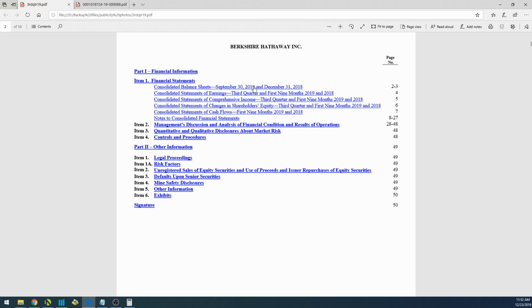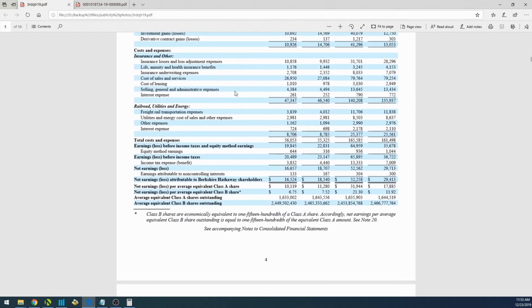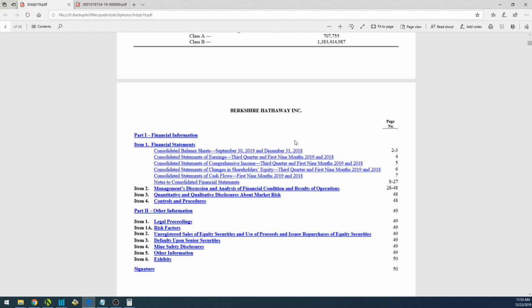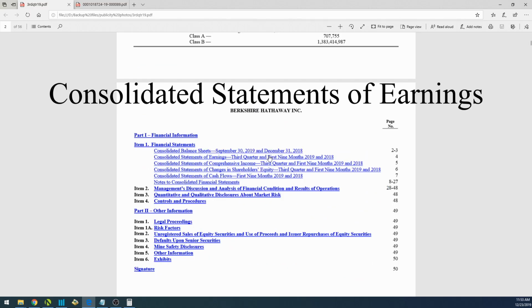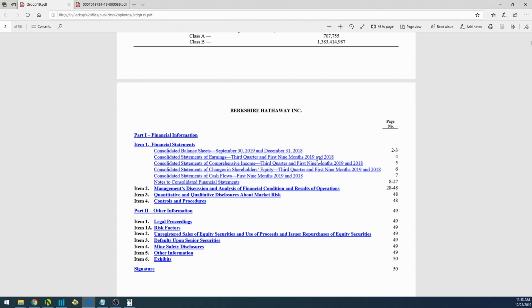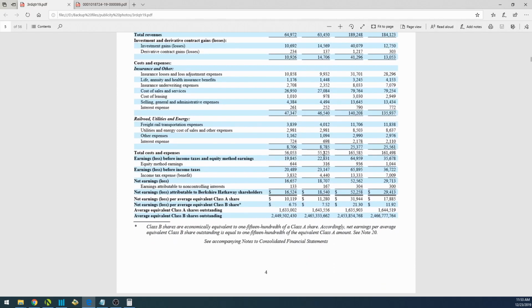As we go through financial reports, you can come to this contents page where you see blue hyperlinks. Everything already has a link to the relevant pages, which makes life a lot easier for the person reading the report. First and foremost, we probably want to read through the earnings and revenue. Let me just demonstrate this again. You mouse over consolidated statements of earnings, in this case the third quarter or the first 9 months of 2019 and 2018. Click on it, and you will instantly be teleported to this page.